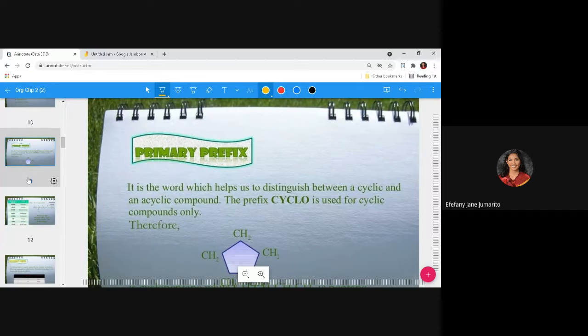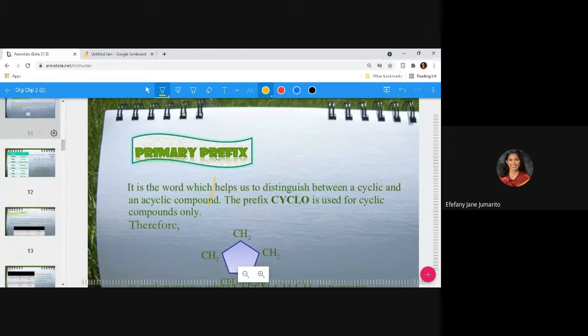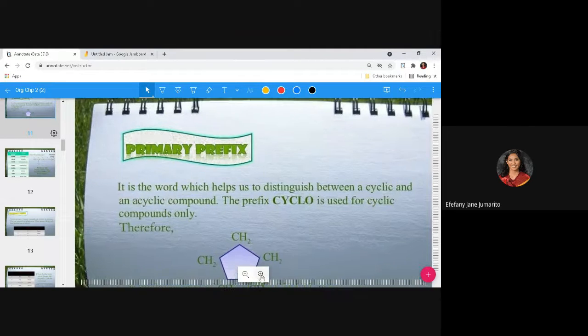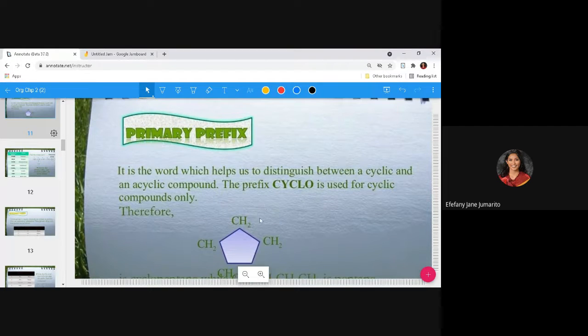Okay. So we have now, if we have a ring, a ring or a cycle, then we put cyclo before the parent chain. So we put cyclo. Like for example, this one, what compound is this? This is cyclo. 1, 2, 3, 4, 5. Cyclo what?